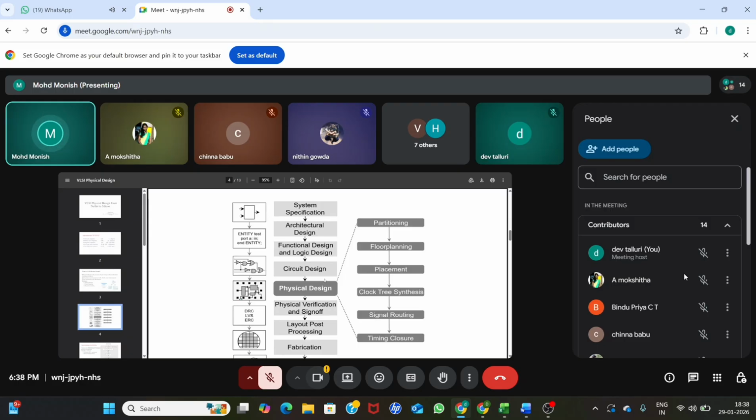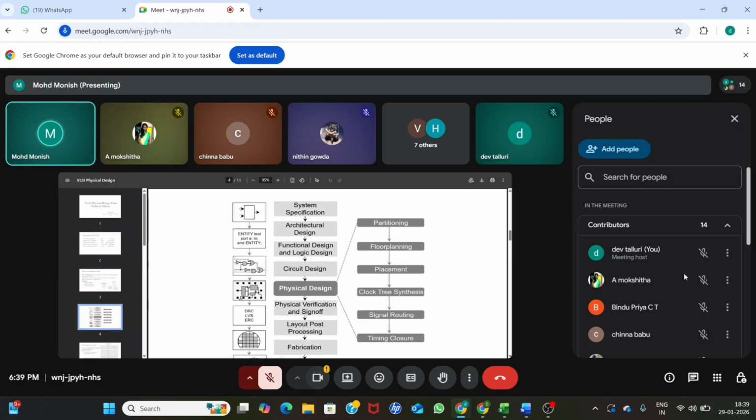The VLSI design flow explains the complete process of converting data into a fabricated silicon chip. First, the system specification, which determines the performance, power, and area: how much area is used and how much power is used. Architecture design divides the system into major blocks like processor, memory, and interface. Then functional and logic design describes the behavior of the system using RTL HDL languages. We use SystemVerilog and Verilog.